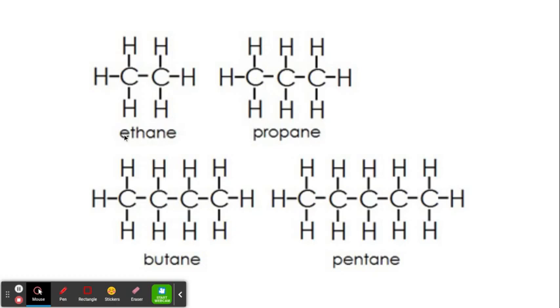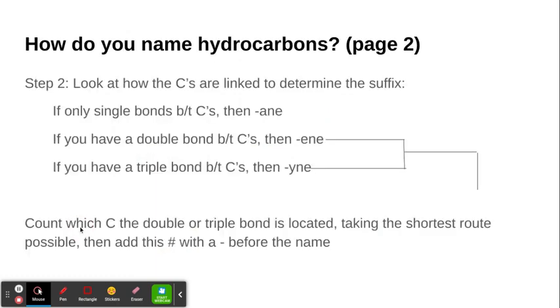You're probably questioning, why is there "ane" on the end of these names? Why isn't it just these? Well, that's because based on how the carbons are linked, you determine your suffix. If you only have single bonds between the carbons, then you're going to have that suffix "ane," as you saw above. But if you have a double bond between the carbons, then you're going to suffix it with "ene" instead. And if you have a triple bond between the carbons, then you're going to suffix it with "yne." I'm not entirely sure if that's how you pronounce that, but you can do whatever you want as long as you know what it is.